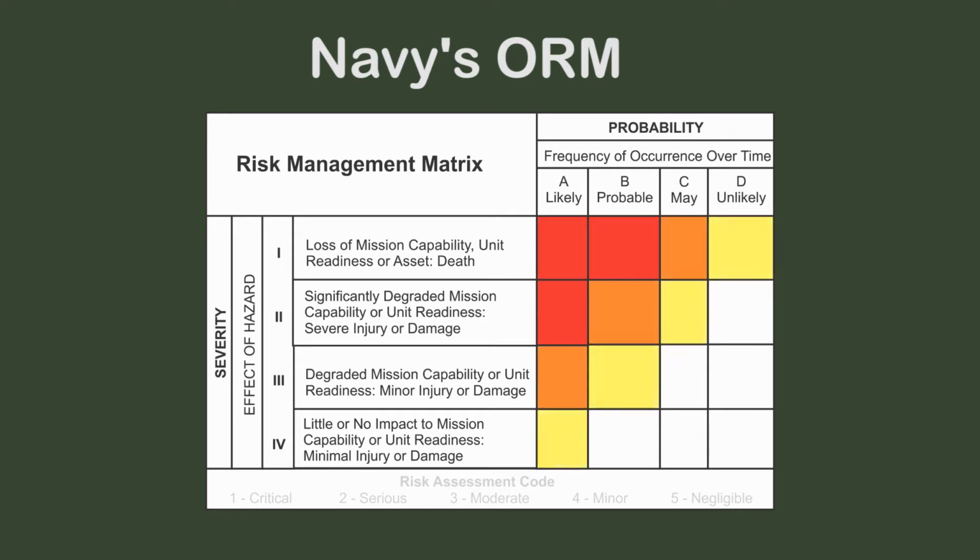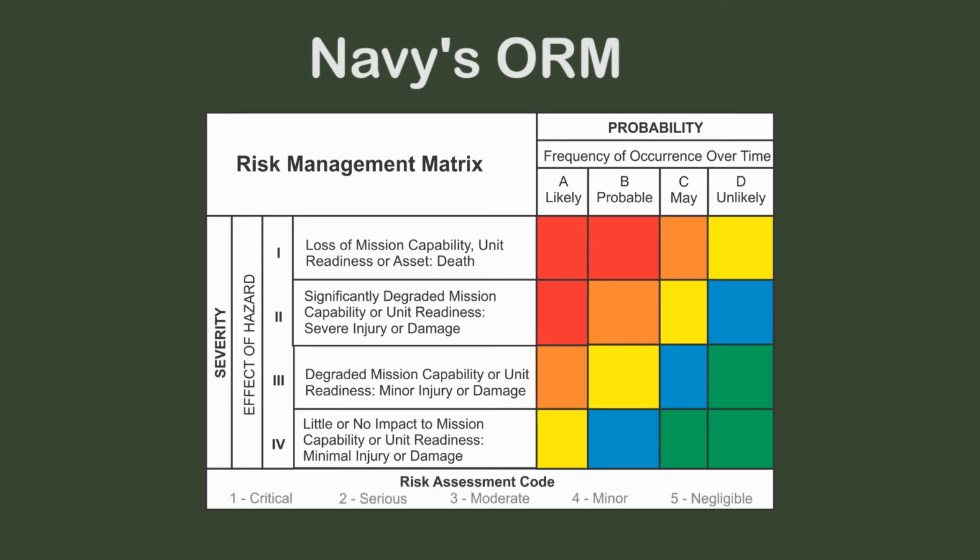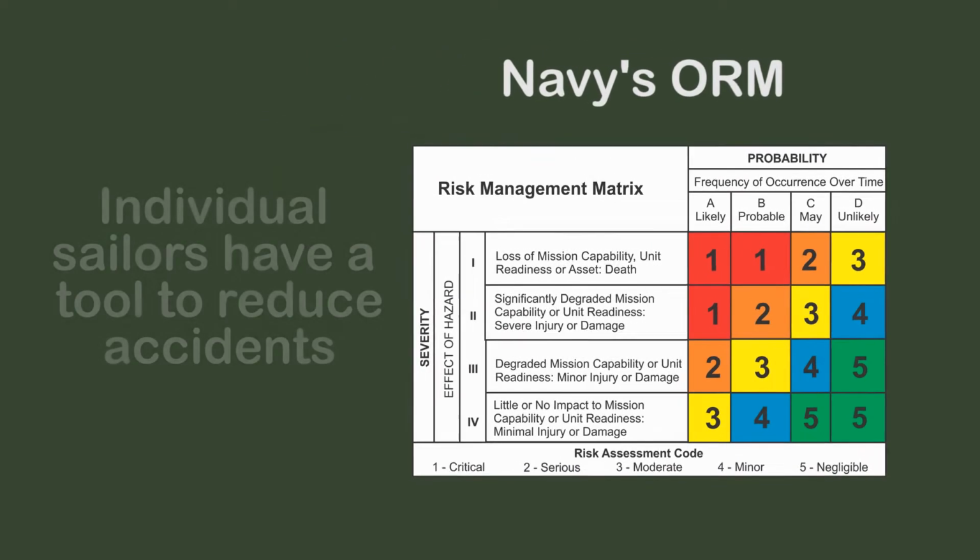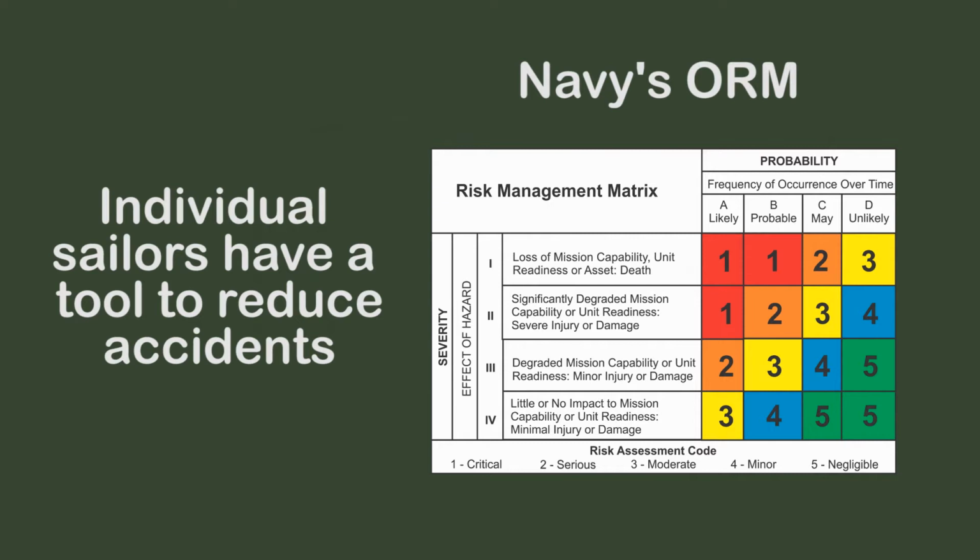A 4x4 table is created with 16 cells. A 5-point risk assessment code is created by the 16 cells and indicates the action to be taken by the sailor. Critical requires immediate intervention. Serious indicates that modification is needed, but not immediately. Moderate and minor indicate a monitoring action, and negligible are acceptable risks. In a summary of the Navy's paradigm, the individual sailor is provided with a decision-making tool where they can relate severity with the probability to reduce accidents.